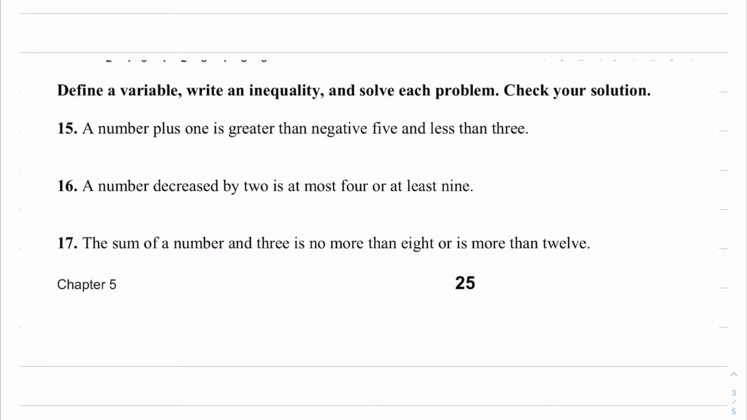Some of you have gotten confused in the past about when to use the inequality symbol when writing an equation and when to use a plus sign. And it just depends on the wording and knowing what's going on in the problem. This one says a number plus 1, so that's your variable, plus 1 is greater than negative 5.